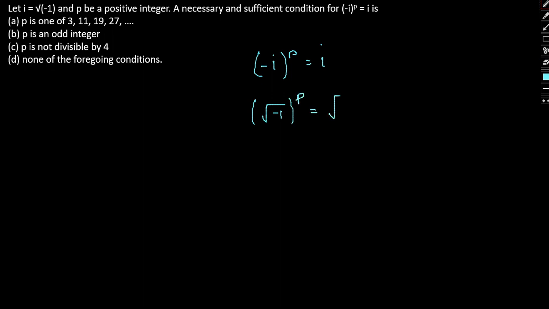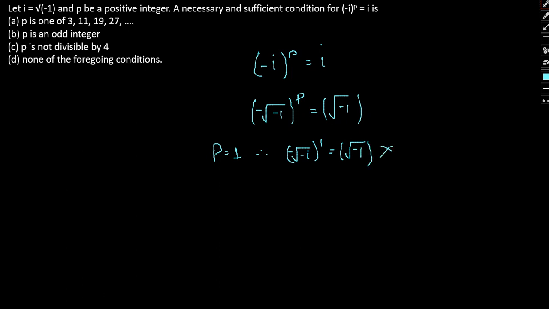It should be equal to minus 1. Okay, so do we have any conditions for p in general? p is a positive integer. Okay, so p can be 1. So if p equal to 1, then this condition will be minus of minus i, right, equal to i, so it's not satisfied, so p cannot be 1.